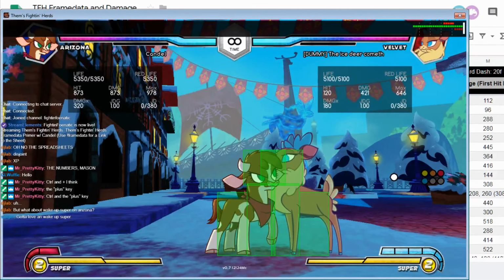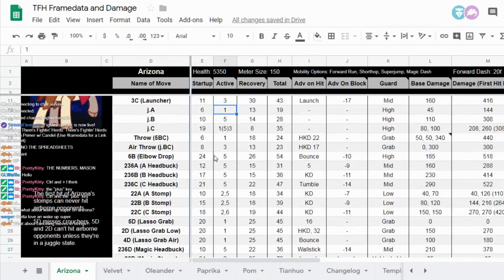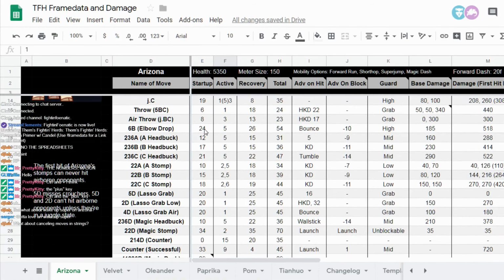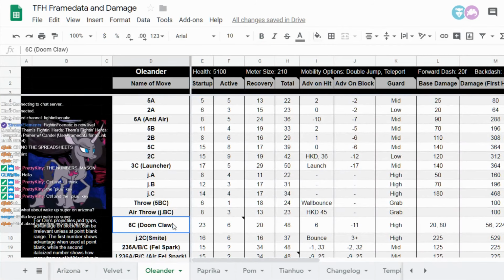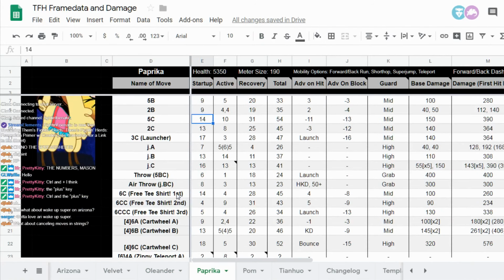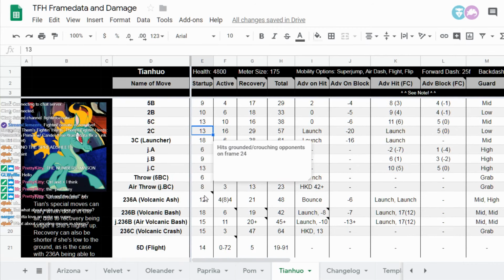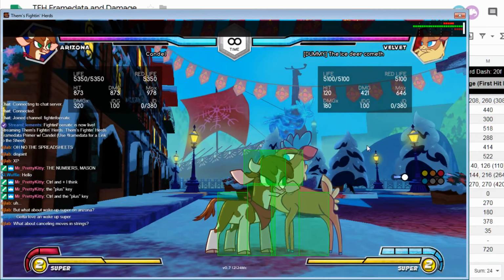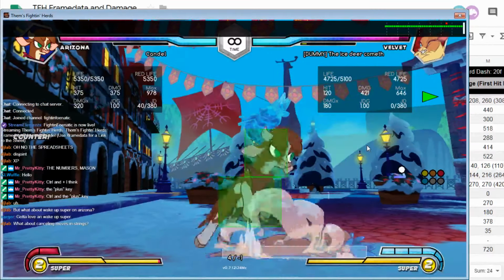It's also important to look at startup in some cases for overheads. You can actually see that the overheads in the game are slower than most moves. You have 6B, elbow drop. That's 24 frames. Shatter C is 30 frames. Oleander's Doomclaw is 23 frames. These are slower than just about any move in the game. Volcanic Ash hits grounded opponents on frame 24. They're all in the realm of interruptibility. You can hit them out of it, even if they do it in block strings.